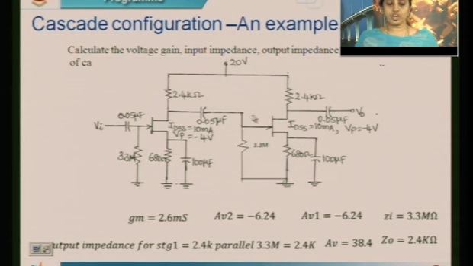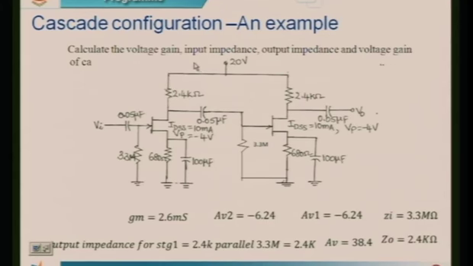So, for this we need to evaluate the total voltage gain, input impedance, output impedance, and even the voltage gains of individual stages. Now, let us see how we can approach this problem.